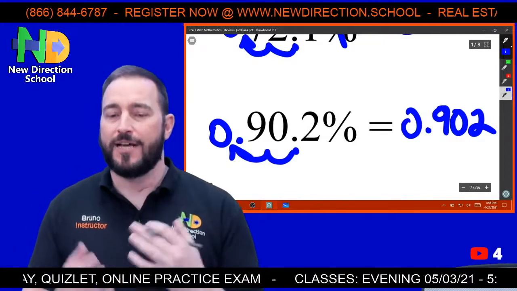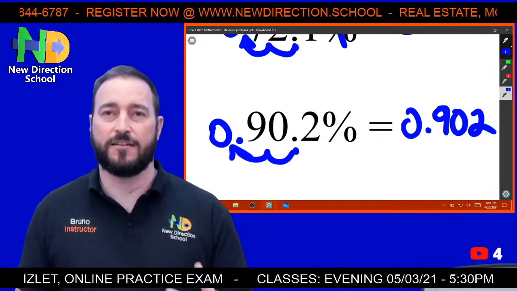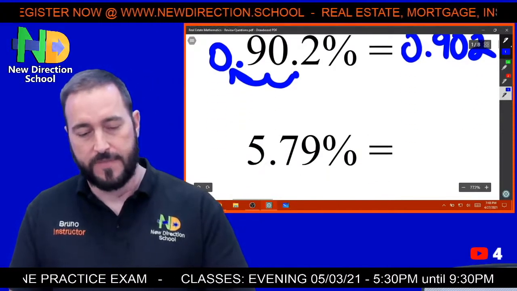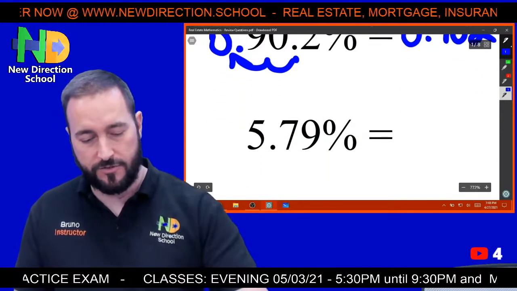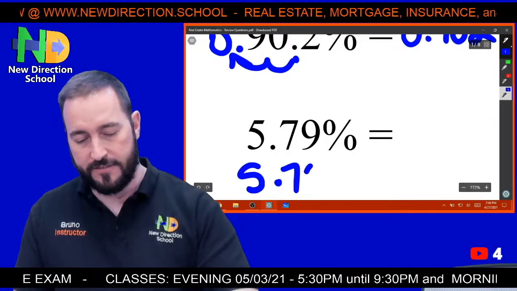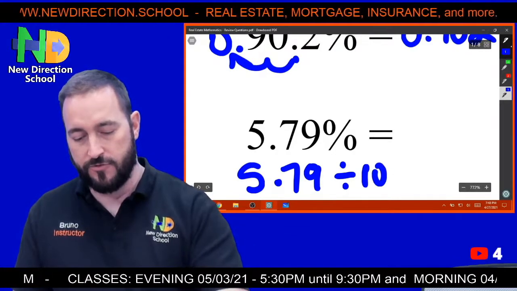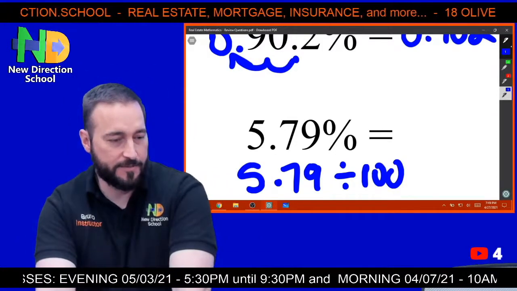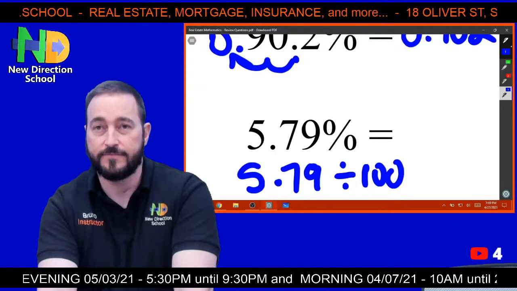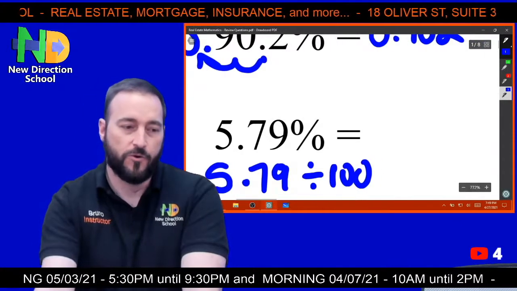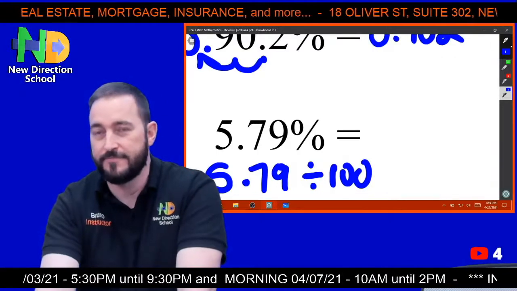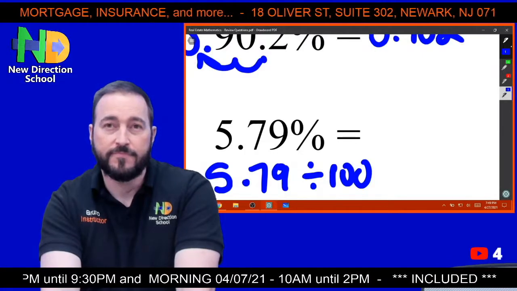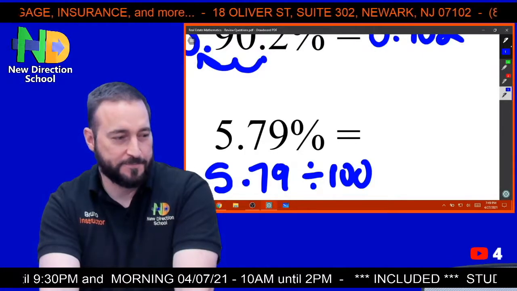Now, like I said, percent means per hundred, right? So in this case, what you can also do, guys, you can give it a try on your calculator. 5.79. In this case, we're going to divide by 100. What do we have? 5.79 divided by 100. What do we have? Before we multiplied, now we divide. Anybody?